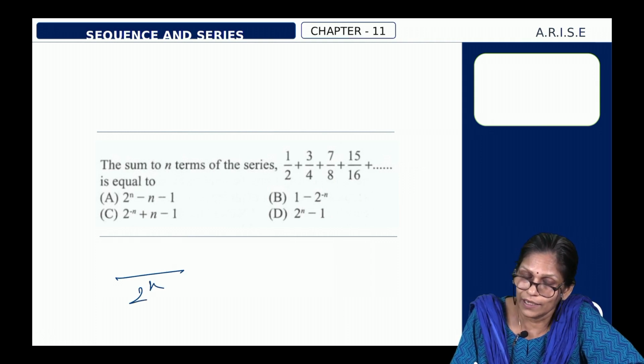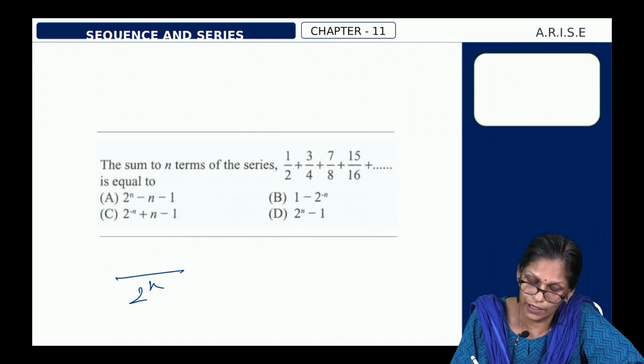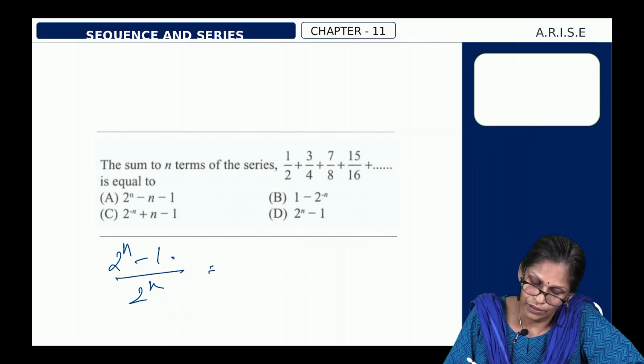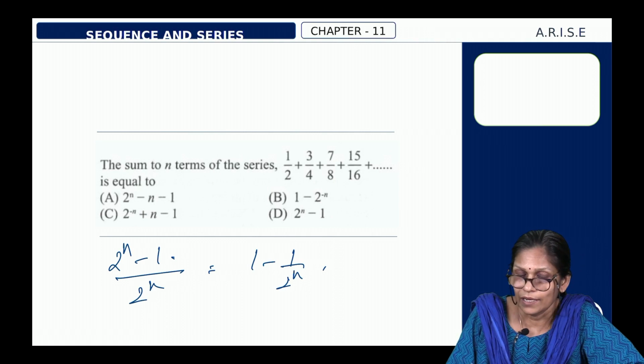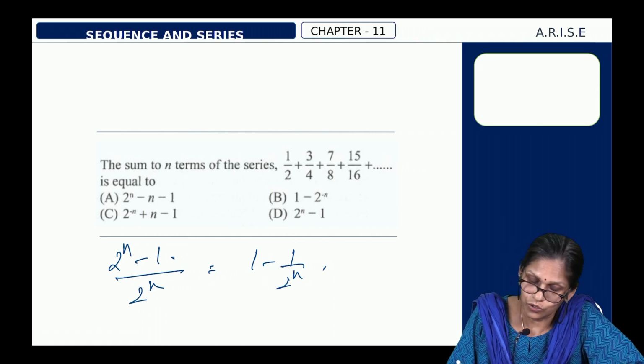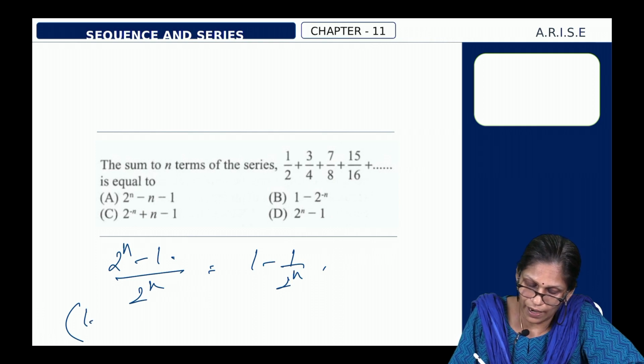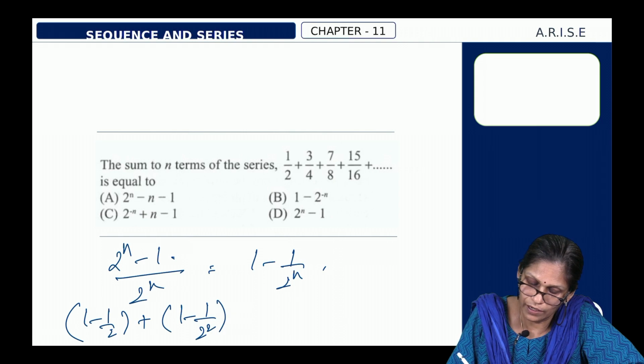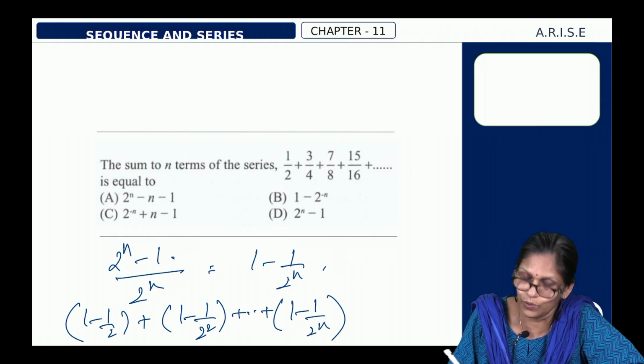Now, look at the numerator. Isn't it 1 less than the denominator? So, isn't it 2 raised to n minus 1? So, this is 1 minus 1 by 2 raised to n is the general term. So, what would it be? You have 1 minus 1 by 2 plus 1 minus 1 by 2 squared plus etc. Nth term is 1 minus 1 by 2 raised to n.